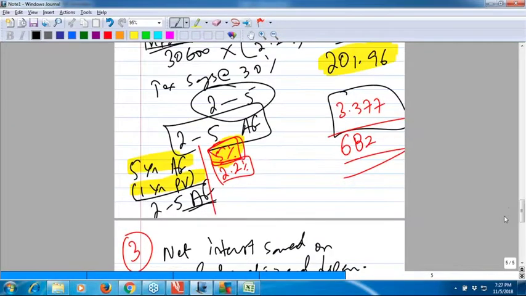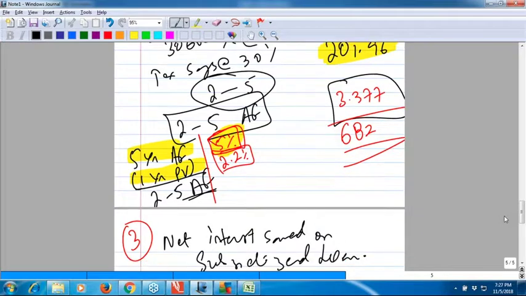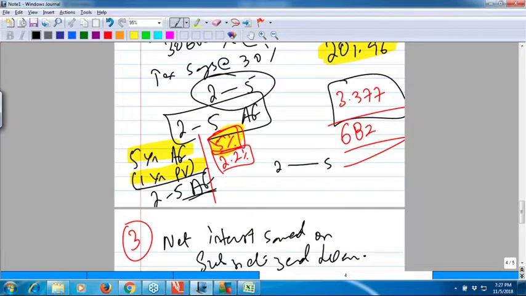Somebody is asking why we deducted the year 1 PV. The point is that these tax savings arise from year 2 till year 5. When you calculate the 5-year annuity factor, that is from year 1 till 5, so you need to deduct the year 1 PV factor out of it so that you get year 2 till 5.